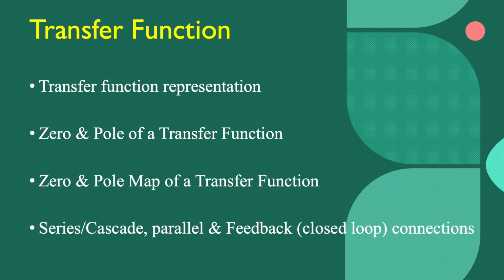Now coming to the second chapter, which is based on the transfer function. First of all, we see how we can represent the transfer function in MATLAB. Then we find the zeros and poles of a transfer function in MATLAB. Then we plot the zero and pole maps of a particular transfer function. And next we talk about the series, cascade, parallel and feedback connections in MATLAB.